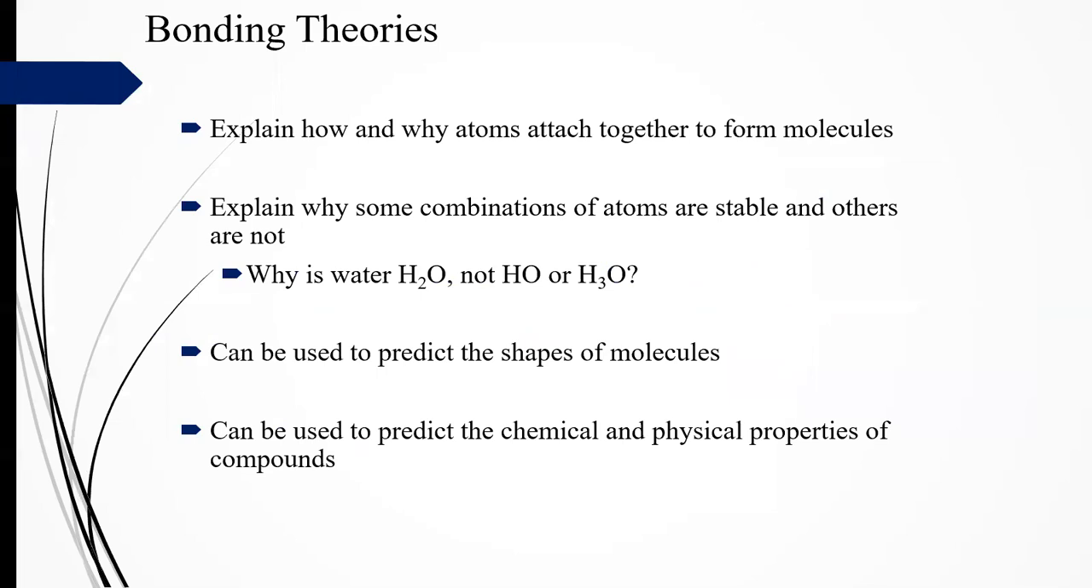Chapter 9 is focusing on what we call bonding theories. While we might have known about these bonds, we haven't talked about why or how they form, so that's what we're going to look at in this one. These theories explain why and how the atoms attach. They give us the idea about why some atom combinations are stable and others aren't. Then we're going to use this to start to predict the shapes of molecules, and then use those shapes to help us predict chemical and physical properties of our different compounds.